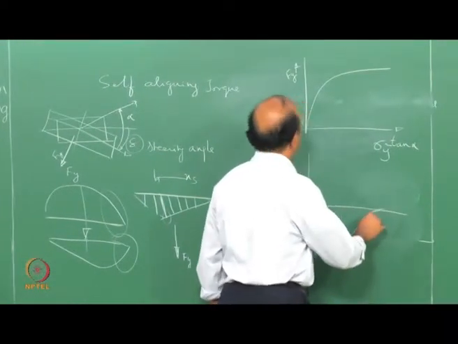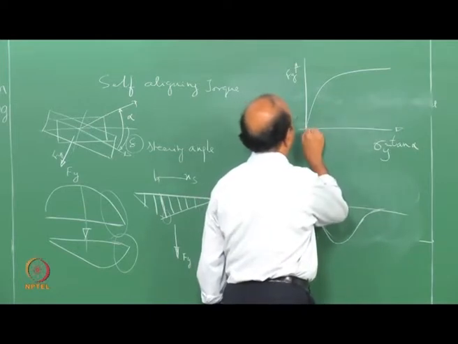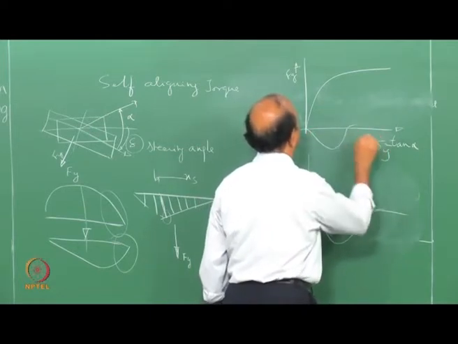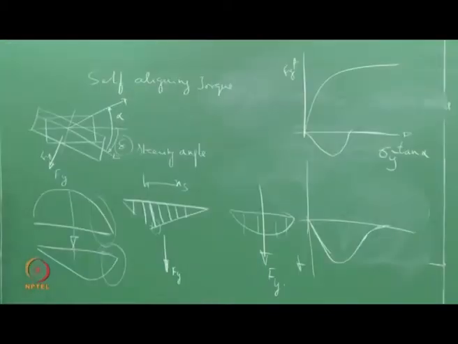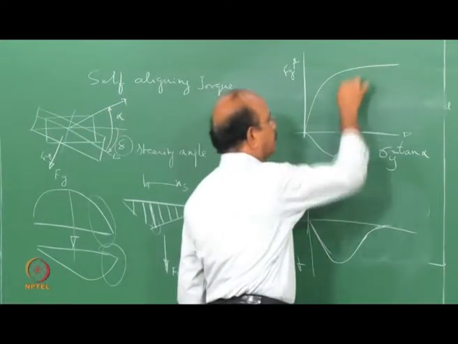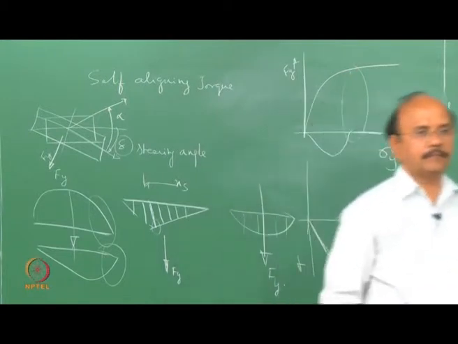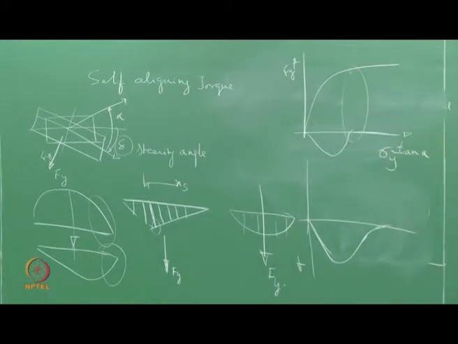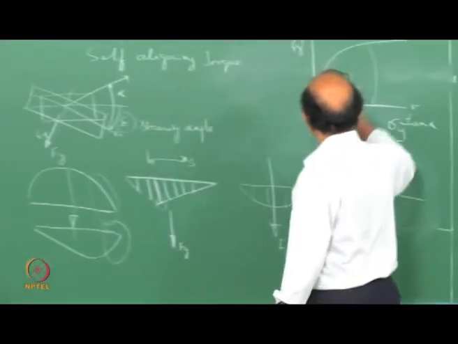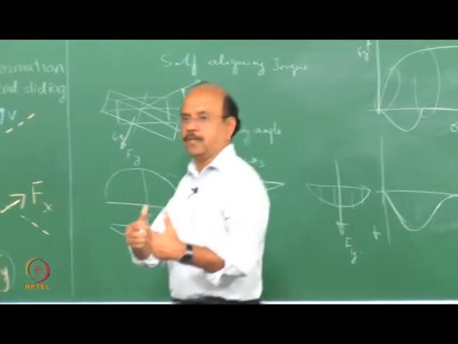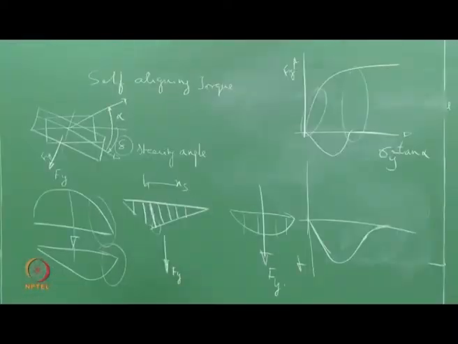So where should it come to zero? I think it's better that we plot here. Where should it come to zero? Full sliding. So when you reach this point, that should be zero. Right? So that's the region where it's sticking, partial sliding, and complete sliding. Okay. Fine.